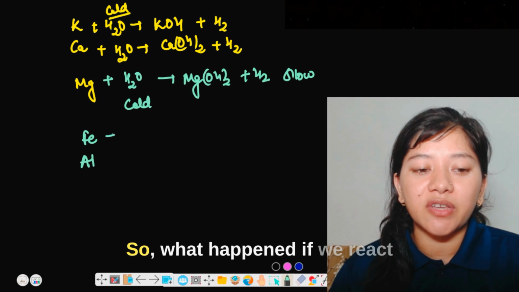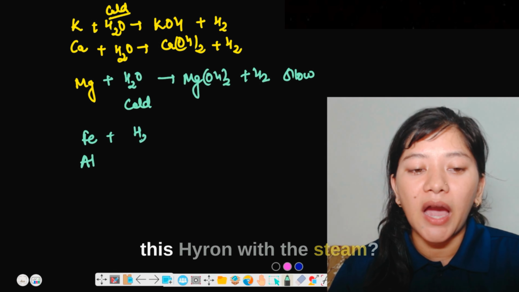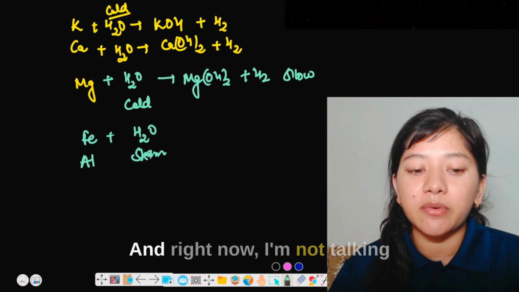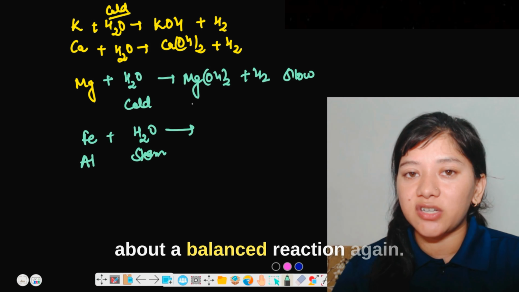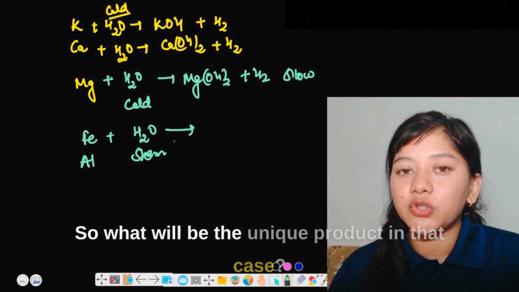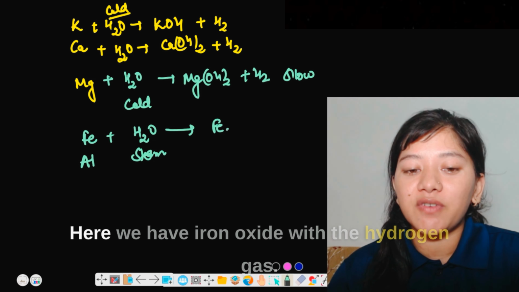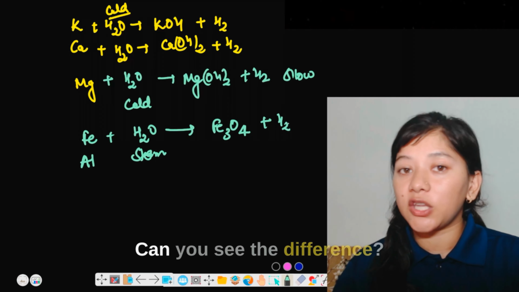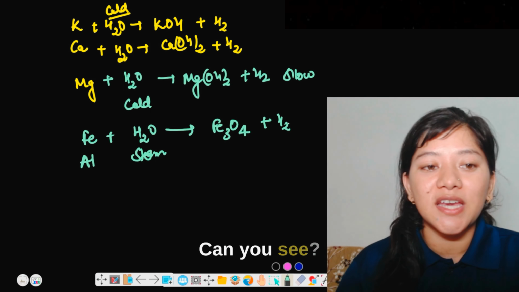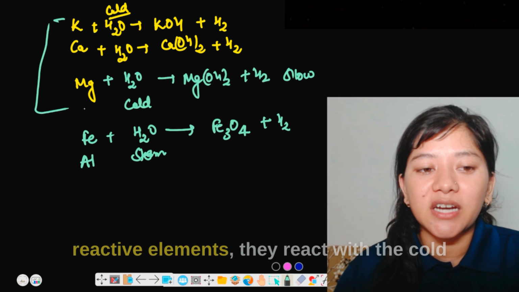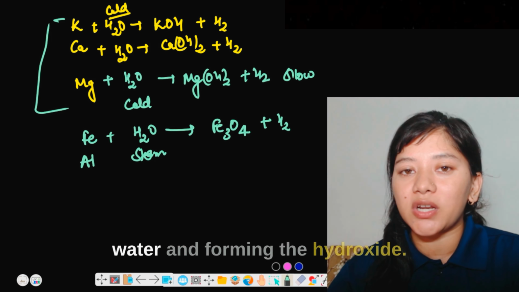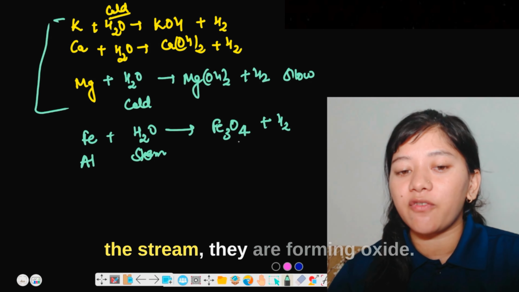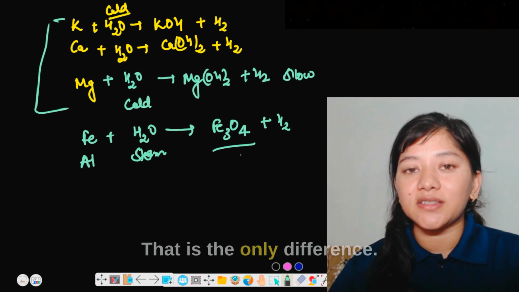So what happens if we react iron with steam? Again, I'm not talking about a balanced reaction. So what will be the unique product in that case? Here we have iron oxide with hydrogen gas. Can you see the difference? When we talk about highly reactive elements, they react with cold water and form hydroxide, while if we react metal with steam, they form oxide. That is the only difference.